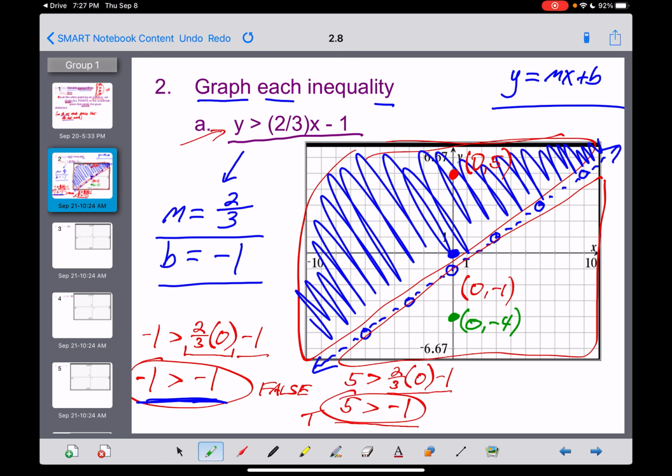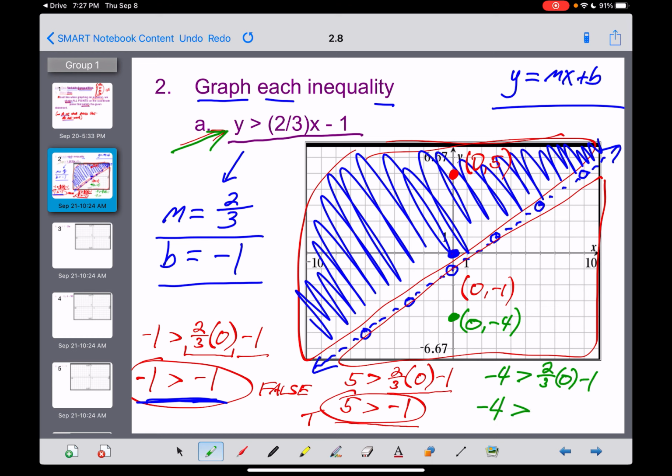So ask yourself two questions. Number one, is this green point shaded or unshaded? This is in the unshaded region. Therefore, should it work or not work when we put it into the original statement? An unshaded point should give us a false statement. Let's make sure. Our y coordinate there is -4, and I want to know, is -4 greater than 2/3 times 0 minus 1? Well, let's find out.